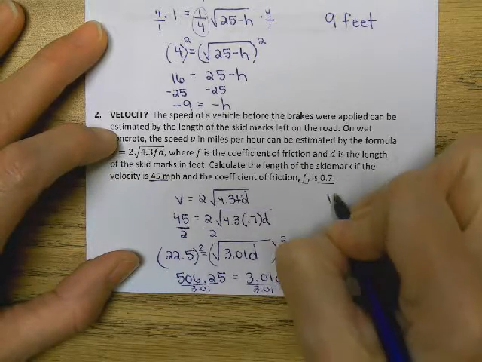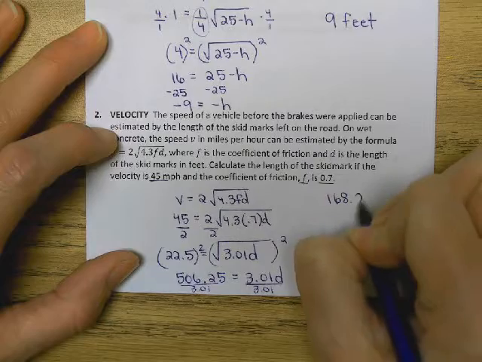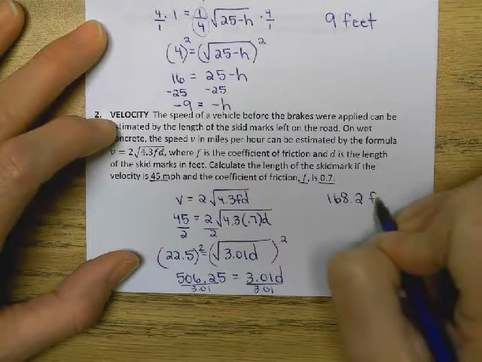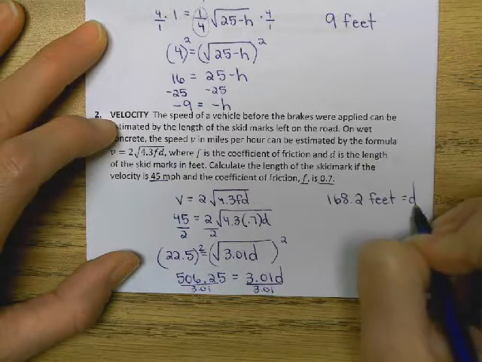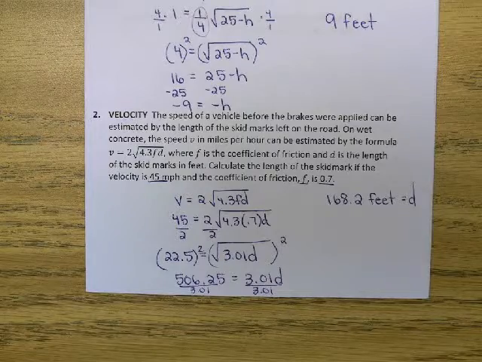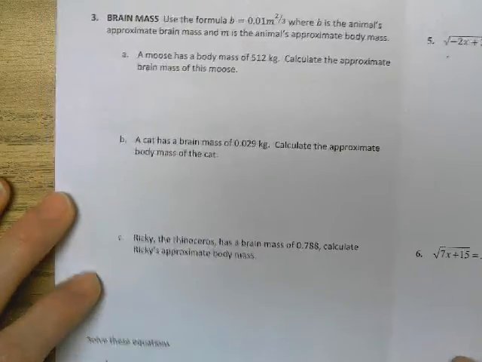And I'm going to end up with 168.2, and that is feet for the length of the skid marks. Okay?